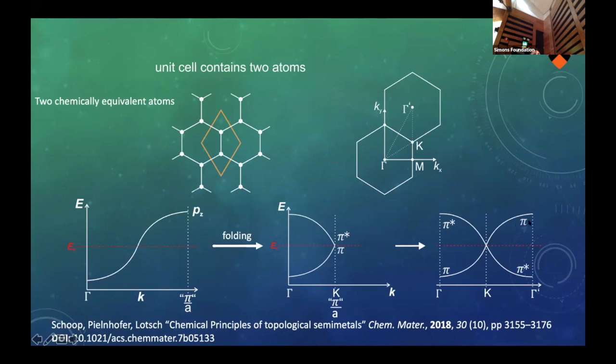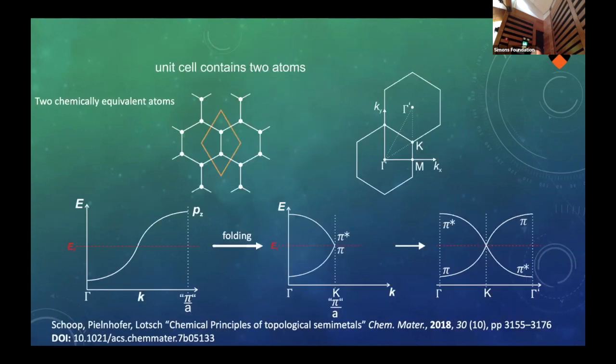And then if we extend drawing the band structure to the next Brillouin zone, we would get this band structure with an inversion between pi and pi star. Of course, this is a very qualitative, I don't even want to call it a model, let's say argument, but I think it qualitatively describes the band structure of graphene.